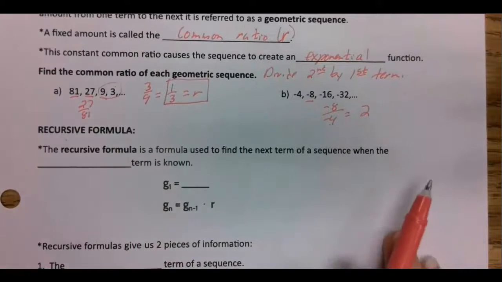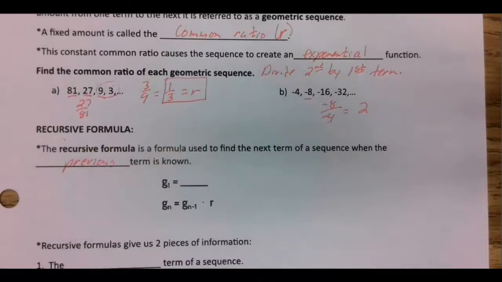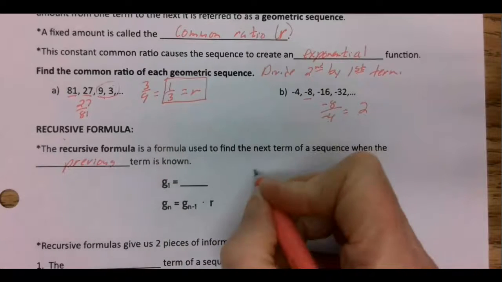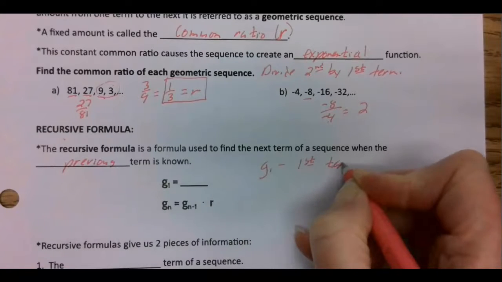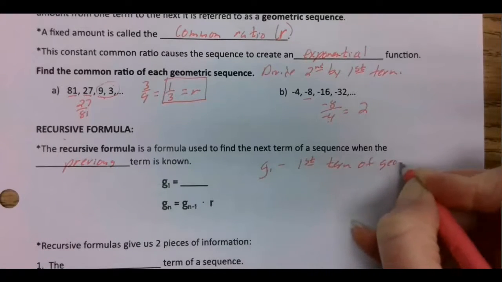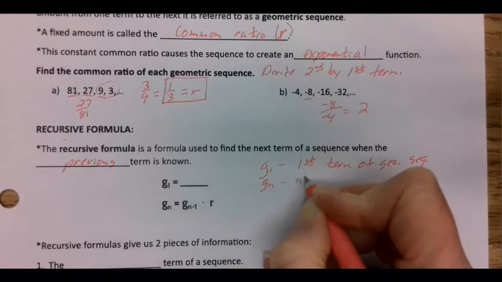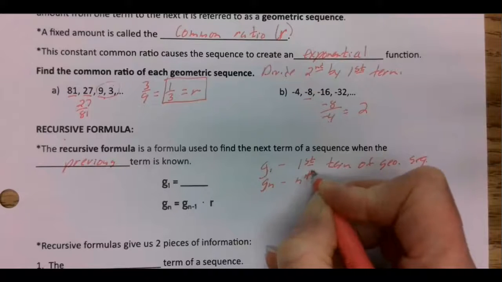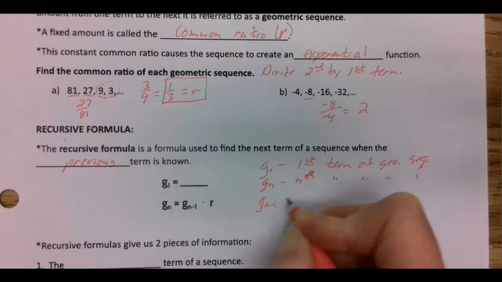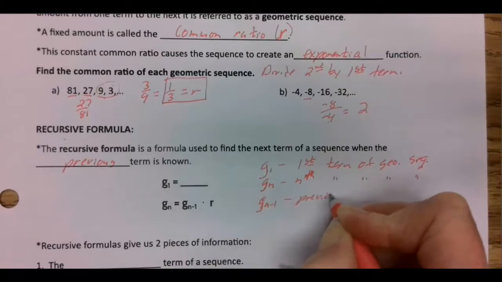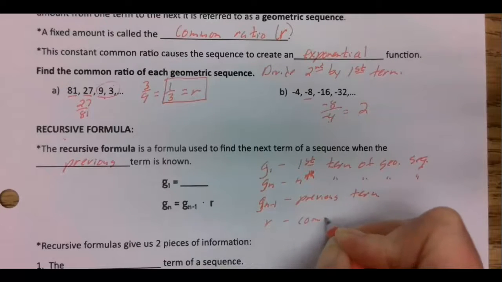The recursive formula is a formula used to find the next term of a sequence when the previous term is known. G sub 1 is the first term, but it's of a geometric sequence. G sub n is the nth term of a geometric sequence. G sub n minus 1 is the previous term in a geometric sequence. R is the common ratio.